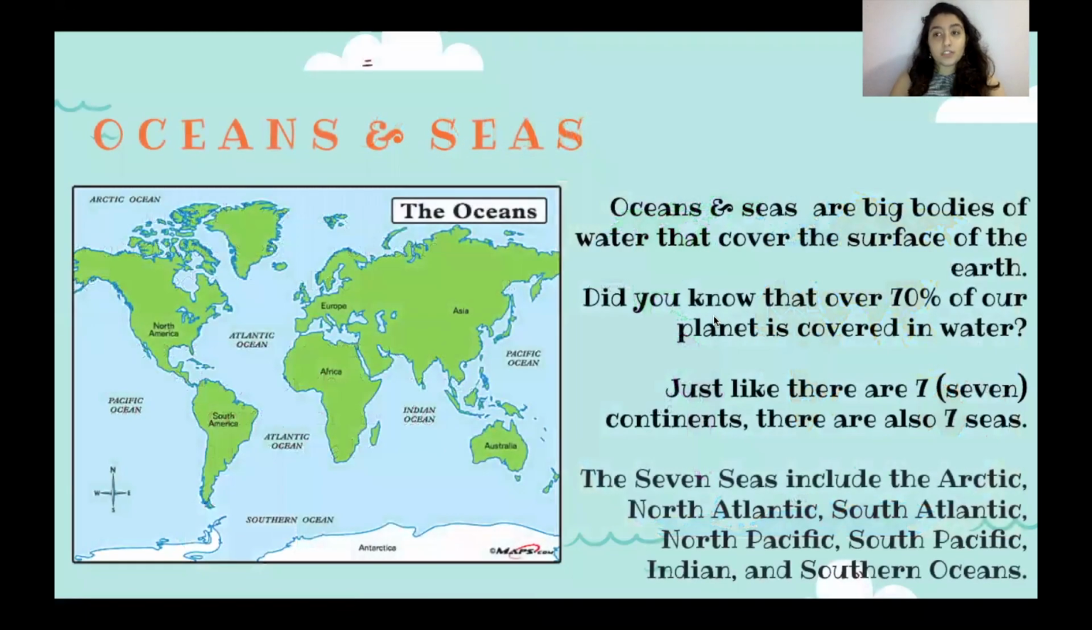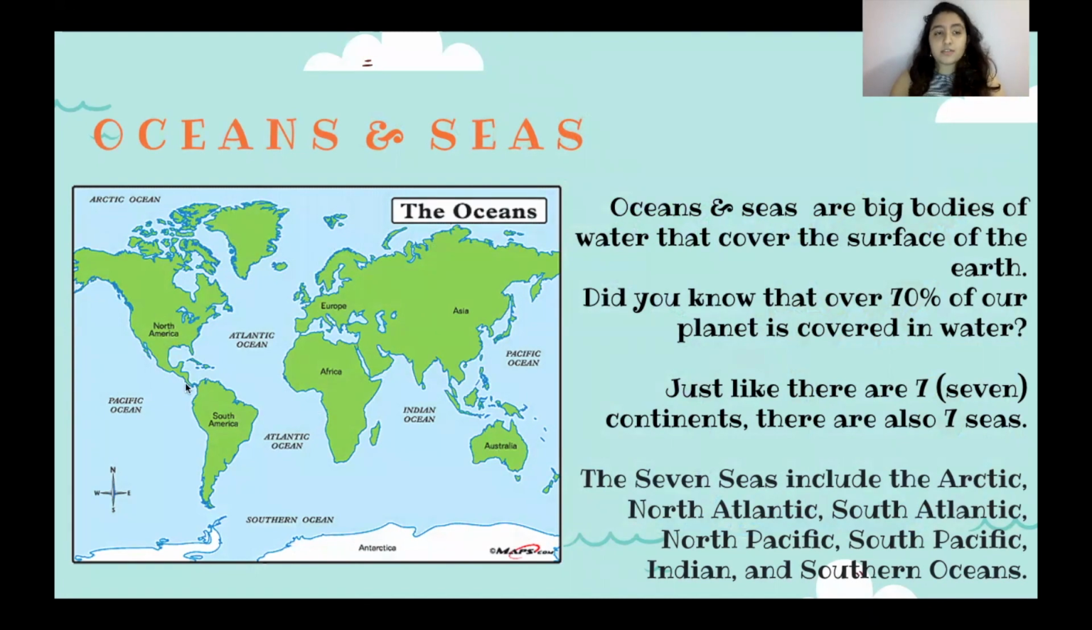Let's move on to oceans and seas. Oceans and seas are big bodies of water that cover the surface of the earth. And did you know that over 70% of our planet is covered in water? Just like there are 7 continents, there are also 7 seas. The 7 seas include the Arctic, North Atlantic, South Atlantic, North Pacific, South Pacific, Indian, and Southern Oceans.